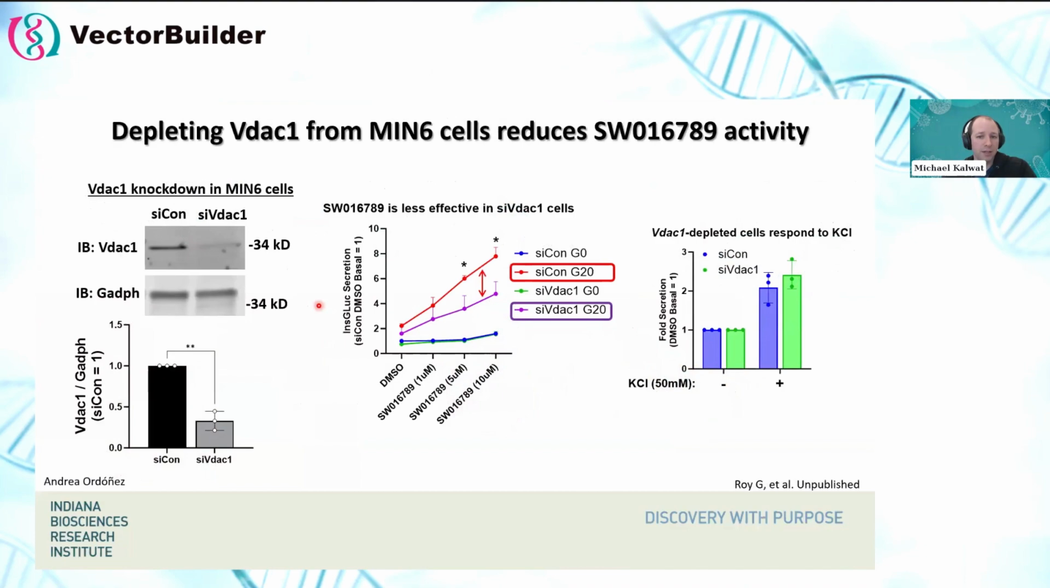We needed to validate that VDAC1 could be a target of our compound. So we got siRNA and depleted VDAC1 from beta cells. We saw that in cells depleted of VDAC1, the efficacy of our compound was reduced. It no longer caused as much hypersecretion as it does in the control cells, and this is in a dose response experiment. Whereas if you knock down VDAC1, the cells' response to just being depolarized wasn't affected. They were still able to secrete insulin in response to depolarization. So calcium influx should be intact in those cells, but the response to glucose and the hypersecretion inducer was reduced.